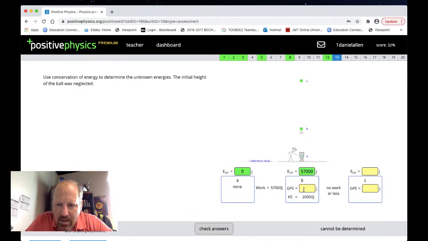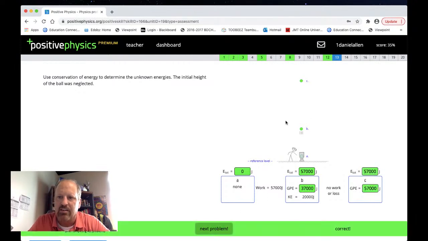Yeah. And that means there's 20,000 joules of kinetic and 37,000 joules of gravitational potential. Checking that, yes. So no work or loss. Total energy then would be 57,000 because that's consistent with the total here. It started with 0. We put 57,000 joules of work into it to get 57,000 joules of energy. That stays the same. Gravitational potential energy at C is where it stops, and that's going to be also 57,000 joules. Checking that real quick. There it is.